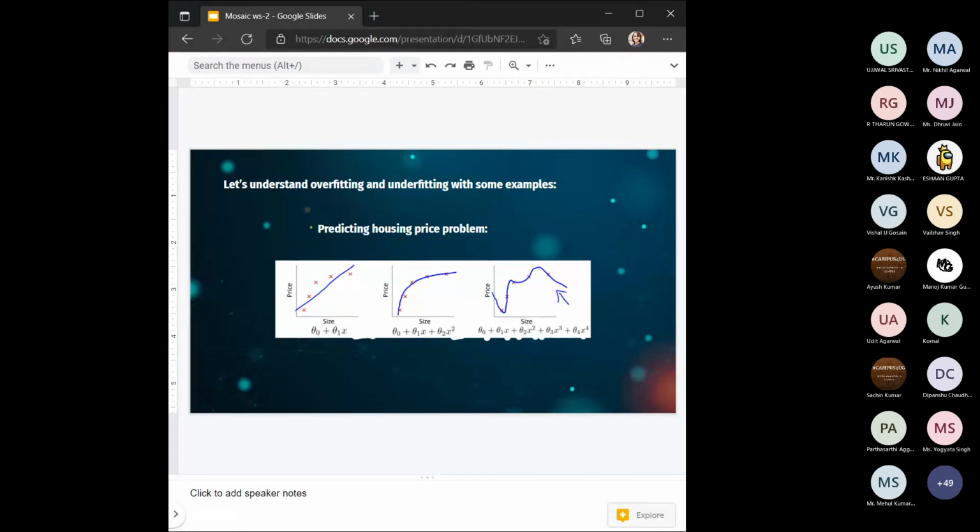So both overfitting and underfitting lead to poor predictions on new data sets. Let's understand with an example. Here you can see that the figure is showing learning curves of 3 different models.